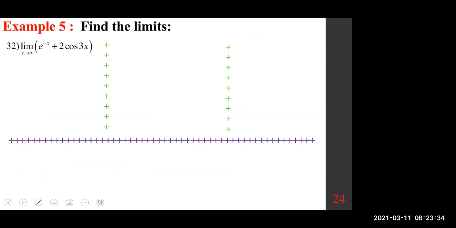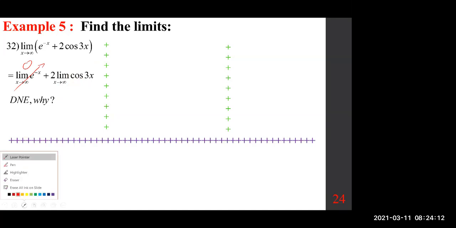More limits. We can separate them into two pieces. I hope you realize this goes to 0 because it's e to the power of negative infinity. And the other one oscillates between negative 1 and 1. This is cosine. Cosine and sine oscillate between negative 1 and 1. Therefore, this one doesn't have a limit. The limit, therefore, doesn't exist. That's why.